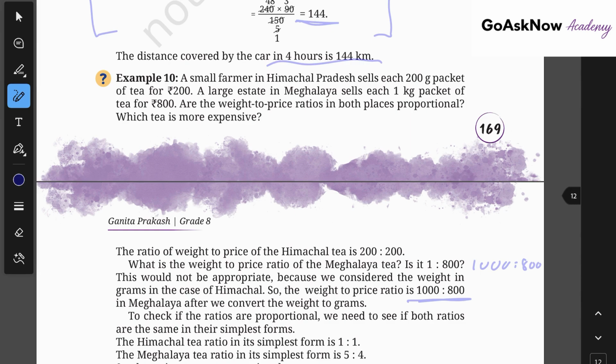To check if the ratios are proportional, we need to see if both ratios are the same in the simplest form. If we simplify 200 to 200, this is 1 to 1. And if we simplify 1000 to 800, it simplifies to 5 to 4. Since in the simplest form the ratios are not the same, the ratios are not proportional.